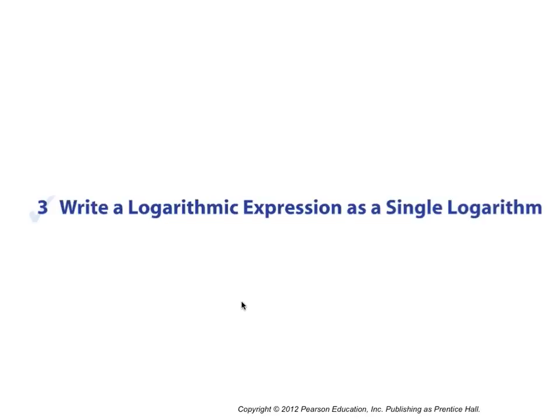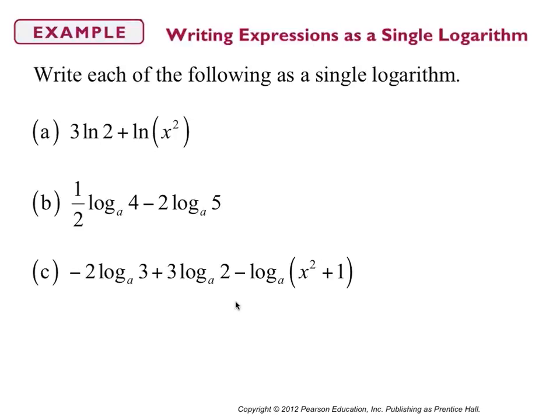Okay, now here's another fun part, is basically they give it to you in reverse. So now they're going to give us something that's very long and nasty looking, and we have to write it as a single logarithm. So let's say we have something like this, 3 times ln of 2 plus ln of x squared. Now this is basically just the exact same problem that we did, but reversed.